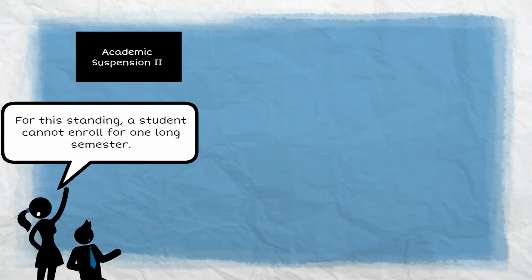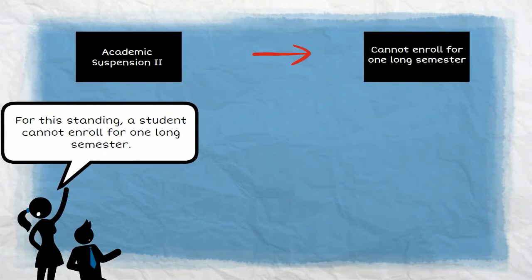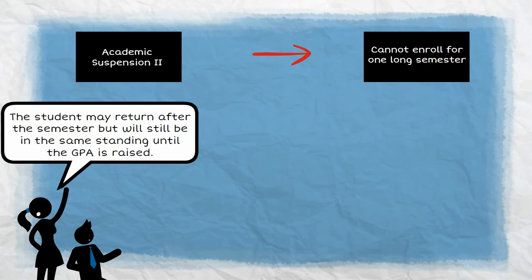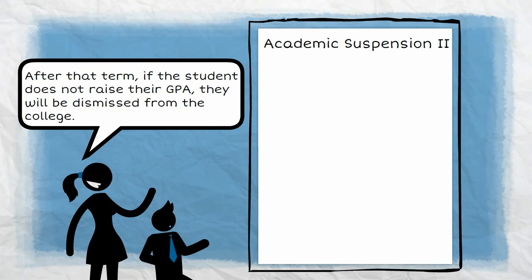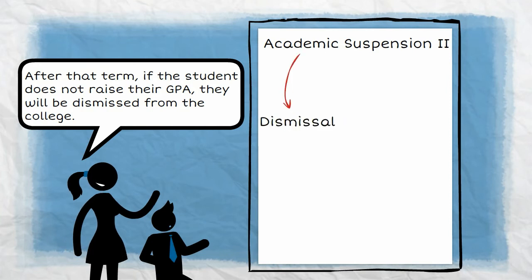For this standing, a student cannot enroll for 1 long semester. The student may return after the semester, but will still be in the same standing until the GPA is raised. After that term, if the student does not raise their GPA, they will be dismissed from the college.